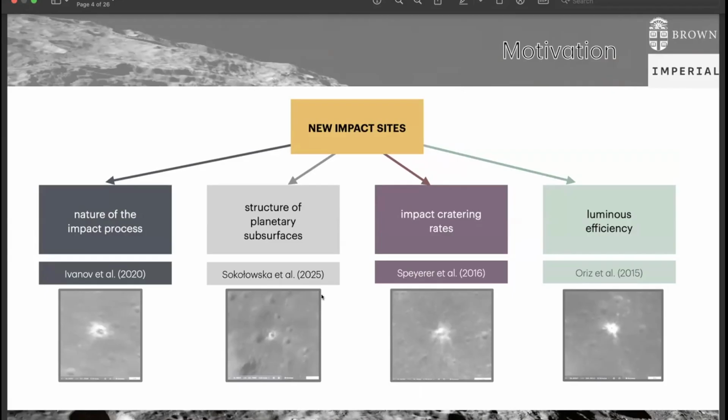So starting with the nature of the impact process, the new impacts on Mars, that is true, but also to some extent on the moon, they are surrounded by very distant features in the dust and regolith that sometimes extend by 50, 100 times the crater diameter.